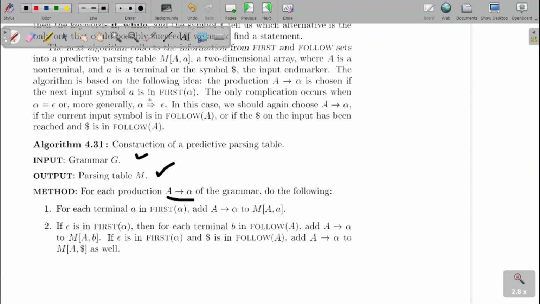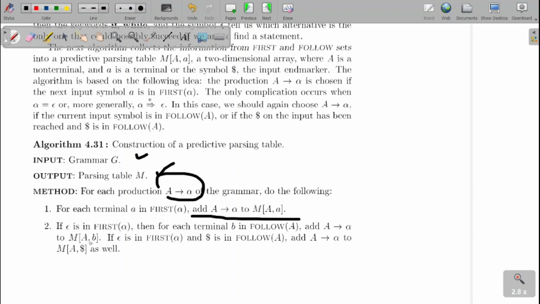For each production A derives alpha, what we will do? We find the first and the follow set. For each terminal a in the first of alpha, we add that production. If epsilon is in the first of alpha, then for each terminal b in the follow set, we add that production to M[A, b]. This is what we have done.